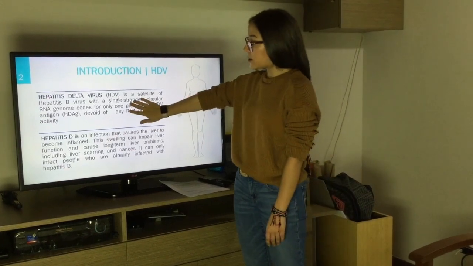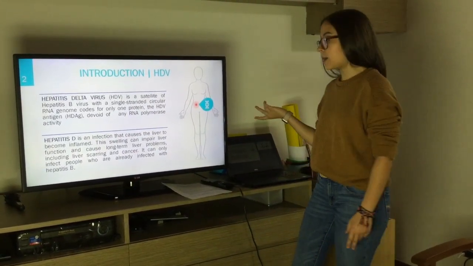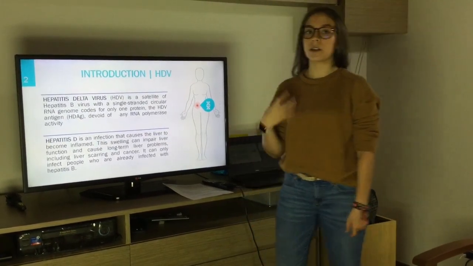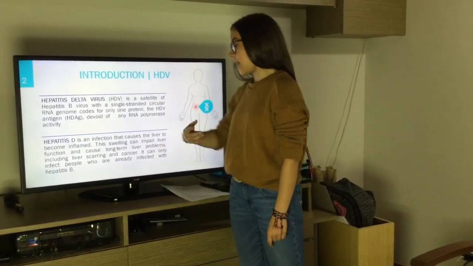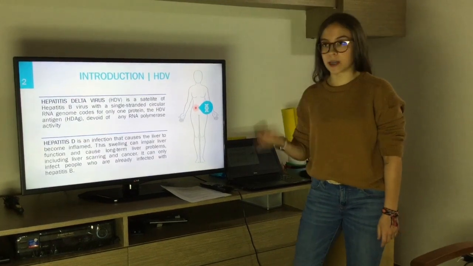So, this virus causes hepatitis D, which is an infection that causes the liver to be inflamed, and this swelling can impair liver function and cause long-term liver problems, which can be liver scarring and cancer. It can only infect people who are already infected by hepatitis B.